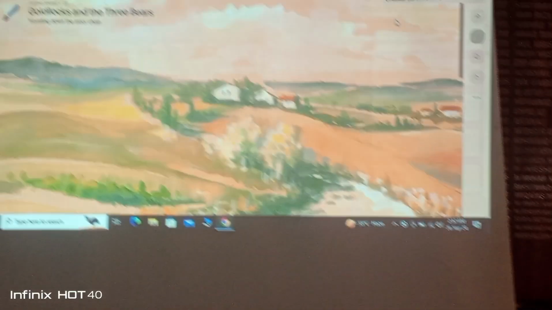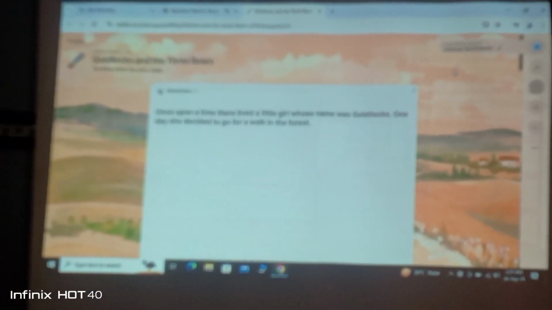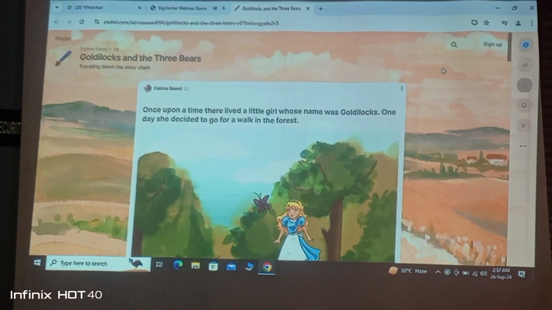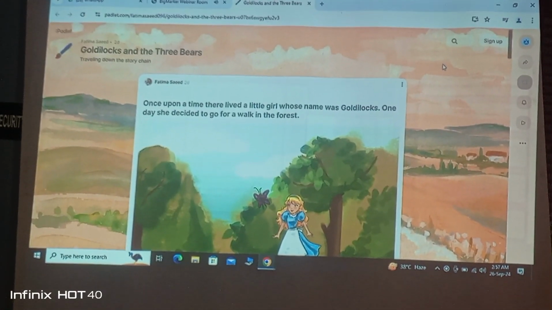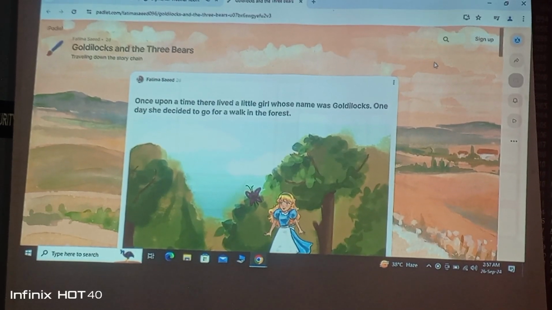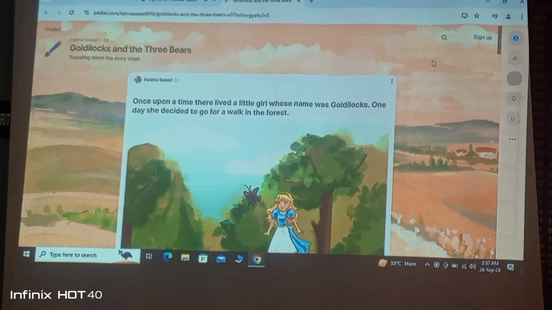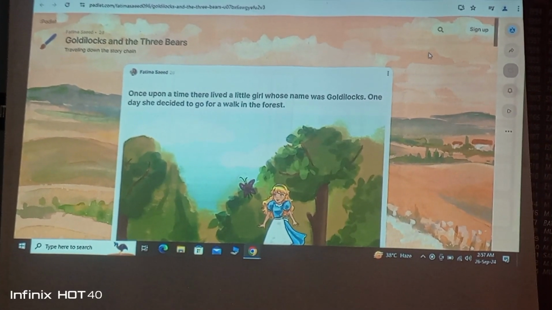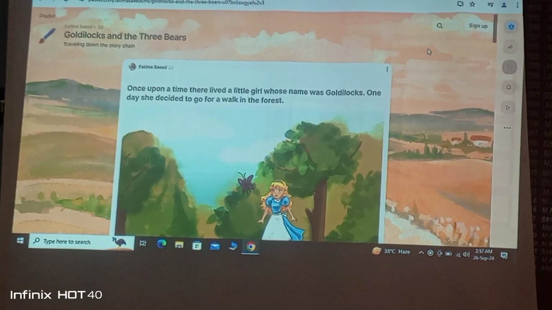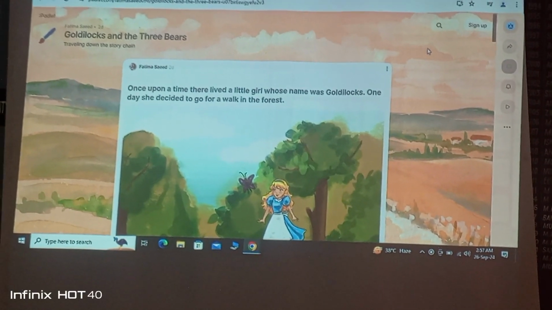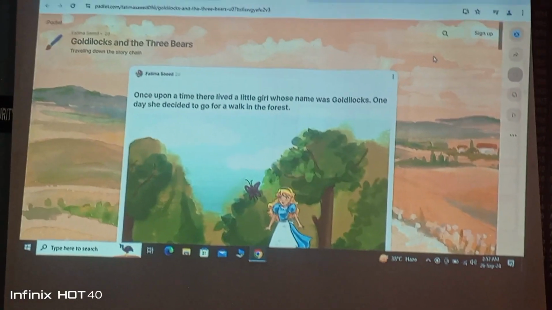If you can hear me, everyone, comment one question under each picture. Under each picture that you see of the story, you need to write down one question. It can be a why question, a what question, a who question, a where question, a how question, a when question, it can be anything.